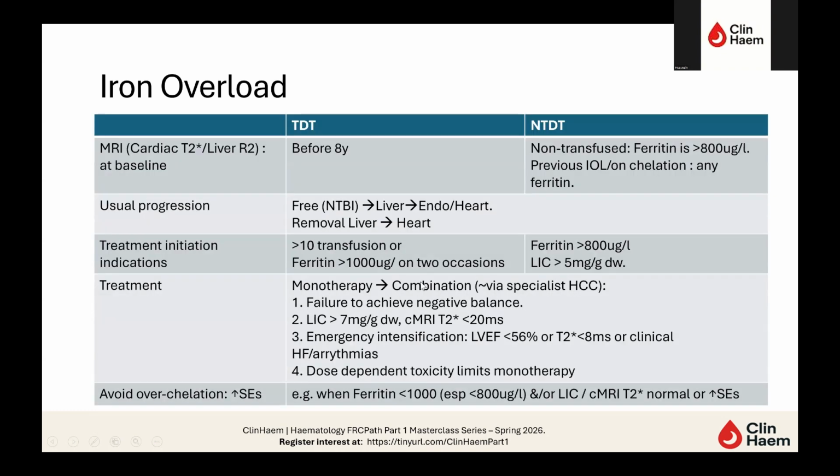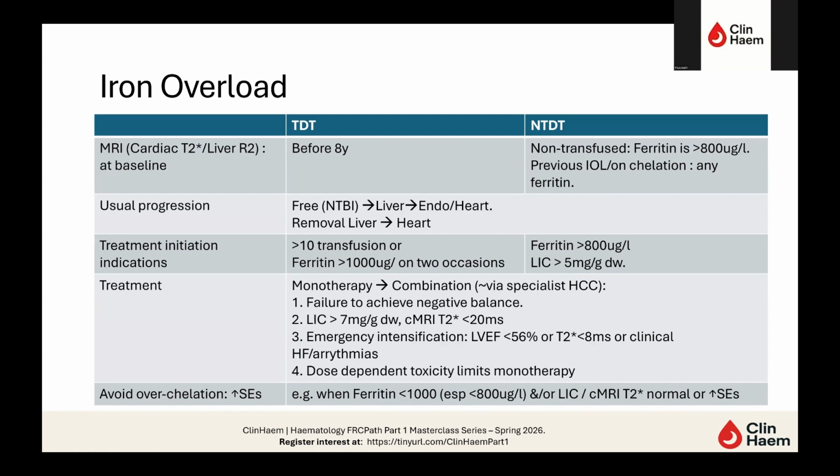Iron overload, and this is an important slide, with some important differences between the two types. I will come to the details of transfusion-dependent thalassemia and non-transfusion-dependent thalassemia, what we exactly mean, but of course the name is quite obvious. So when do you start looking for it? The ways to look for iron overload are ferritin and MRI scans. MRI is way more superior than just a ferritin. The ferritin is important, as we will discuss later.